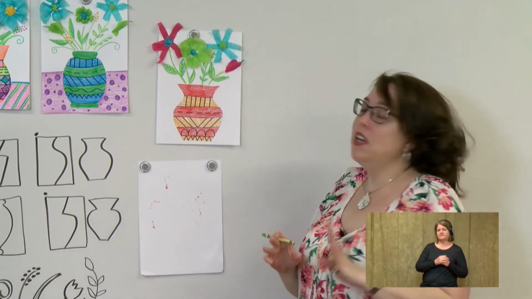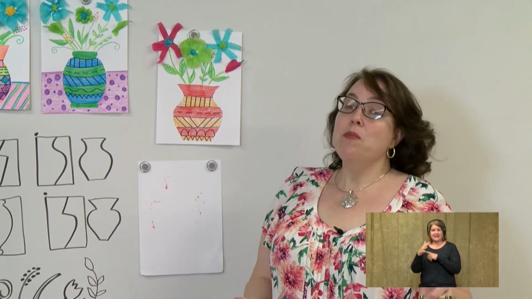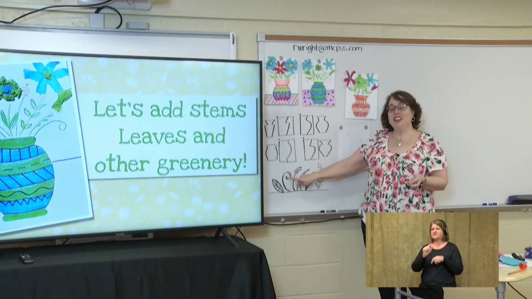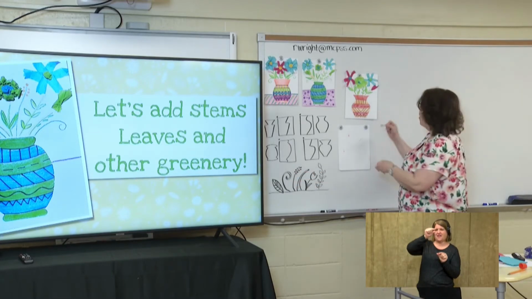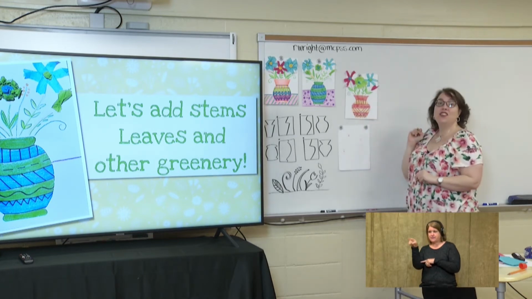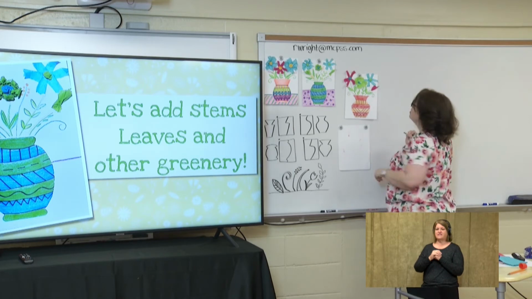All right, I'm done with my stems and leaves, but I still want you to put some other greenery in there because that'll fill up the space. And I really like these little vine shapes. Those are fun to draw because they're kind of like a spiral. Look at that. You could do that very easily, can't you? Add some little vines in here.